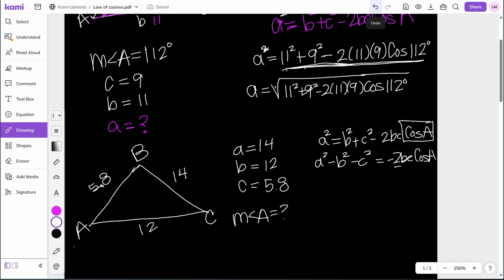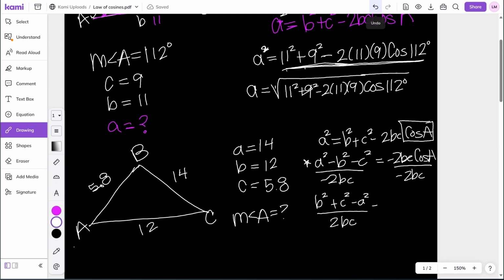And then I'm going to divide both sides by negative 2BC. All right, so I'm going to move the negative to the top, so it changes the signs of everything up here. So B squared plus C squared minus A squared divided by 2BC equals cosine A.